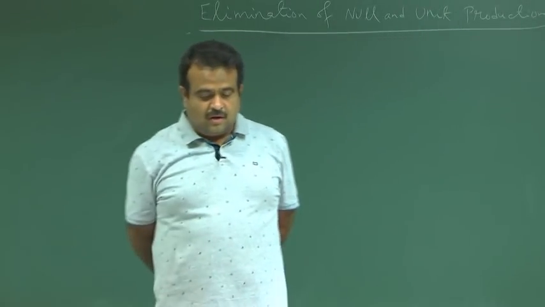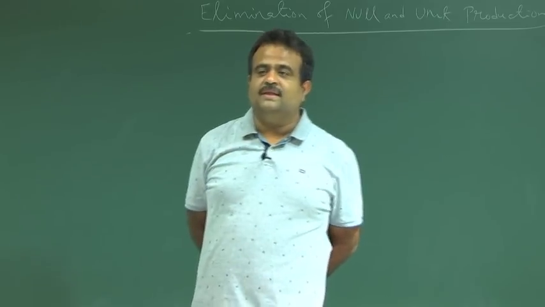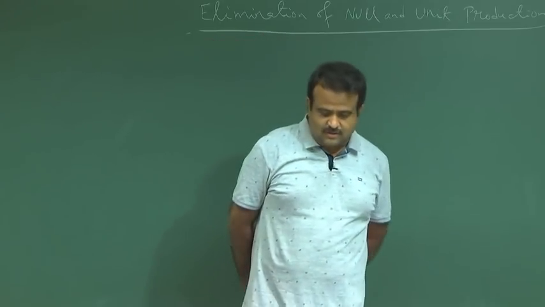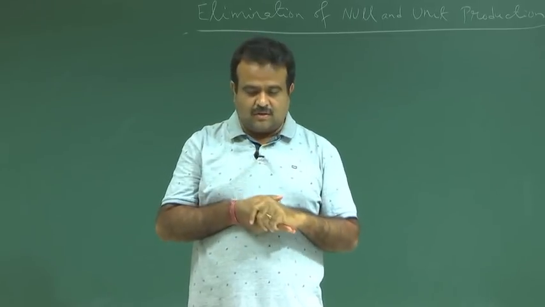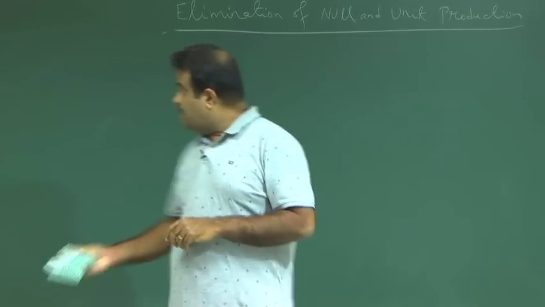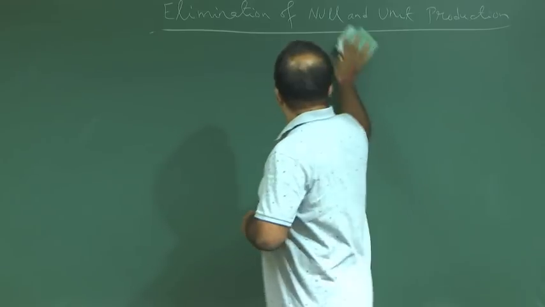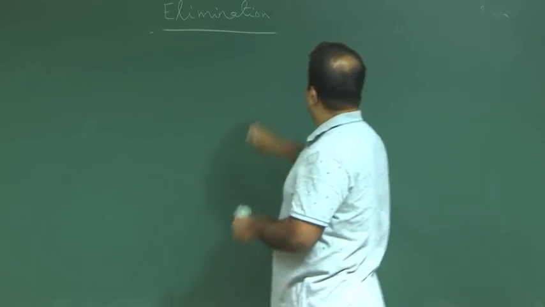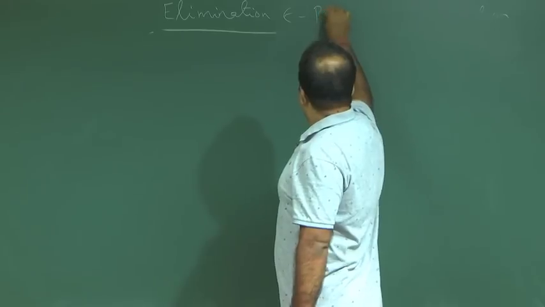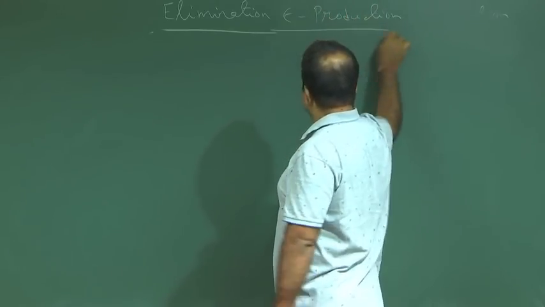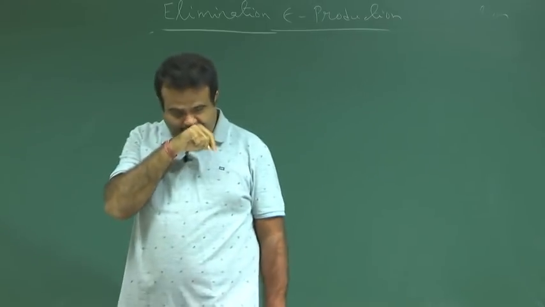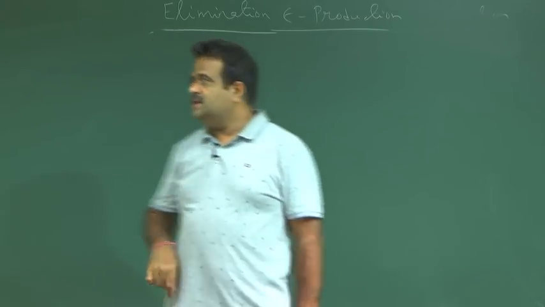Okay, so we will be talking about how we can eliminate the null production and unit production. First, we will check how we can eliminate the null production or epsilon production from a grammar. So, elimination of epsilon production. Okay, so basically what do we want?